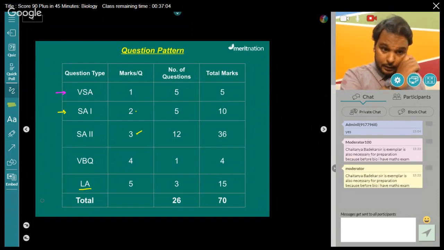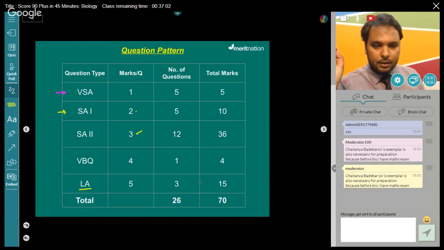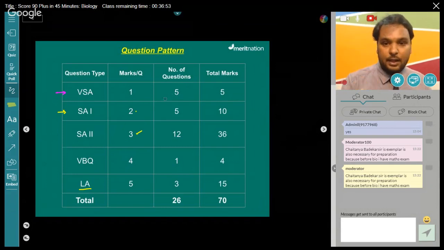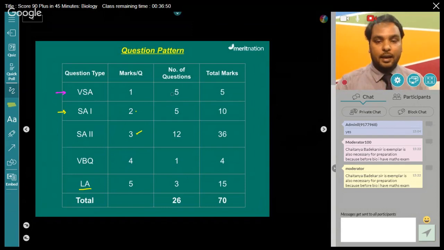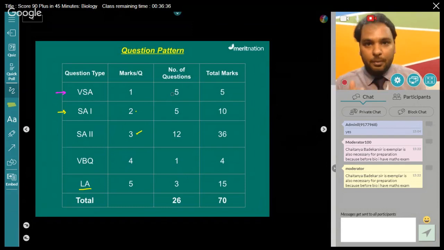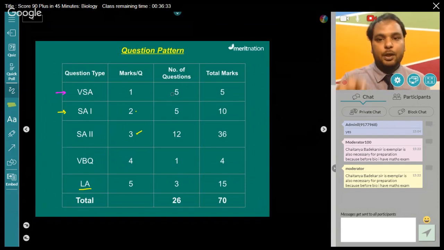Some people have asked me something, so I'll take your doubts in between, guys. Chaitanya asks, what is the number of questions? Very short answer type questions, 5 questions will be there. You have 5 units in biology and only 5 questions, so every unit will have 1 question in very short answer. You have to prepare every chapter for this section. It's kind of easy, not difficult. I'll tell you what the important topics and questions are that might come in this section.